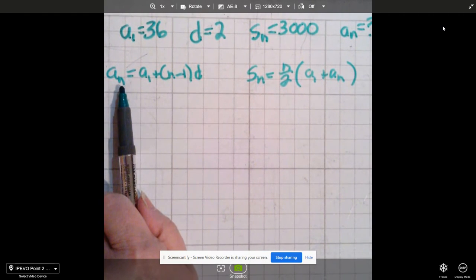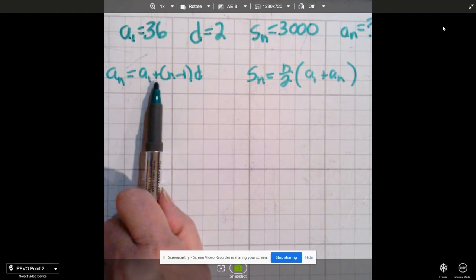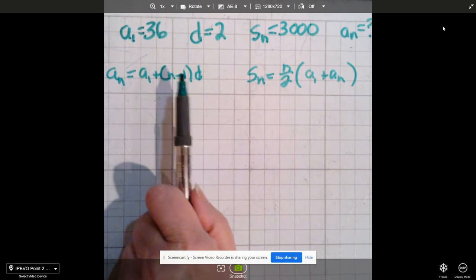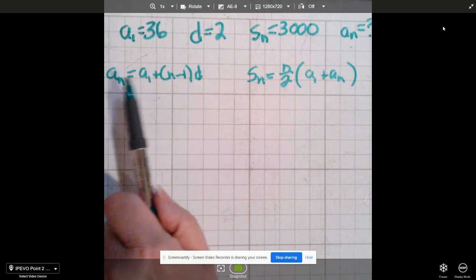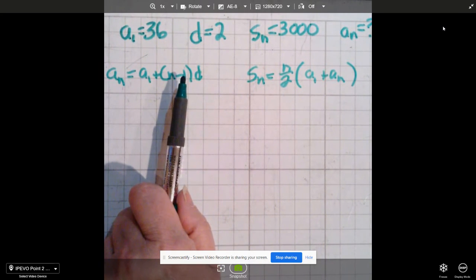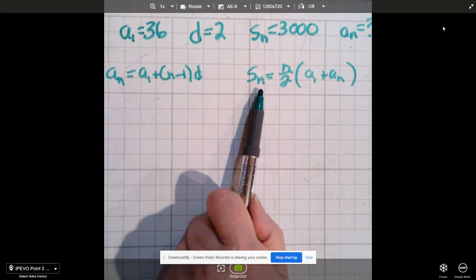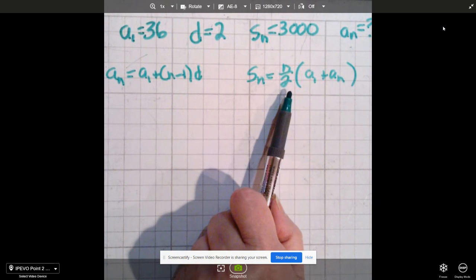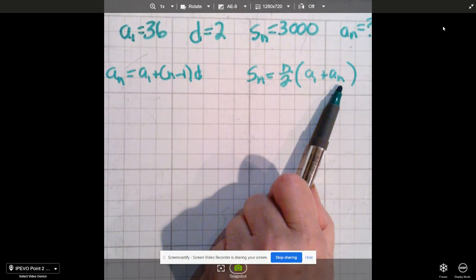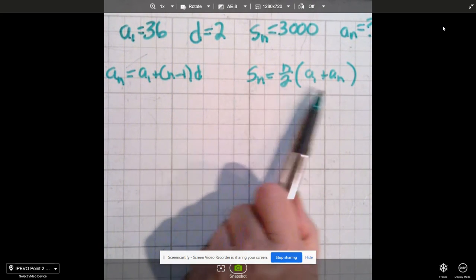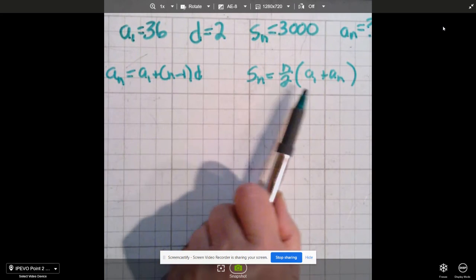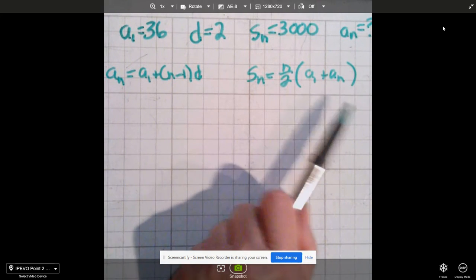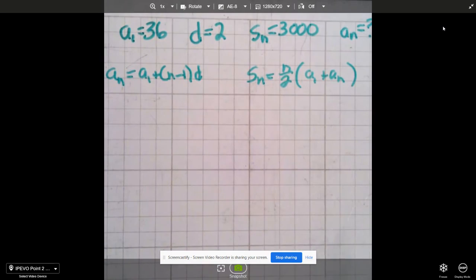Well, AN I don't know because that's what they're asking me to find. A1 I know is 36. I don't know N, but I know D. So I have 2 variables that I don't know, so I can't solve this one. SN I know is 3,000. I don't know N. I know A1, but I don't know AN here. So here I have 2 variables I don't know. But I have 2 equations and 2 variables, so I could actually solve this using simultaneous equations.